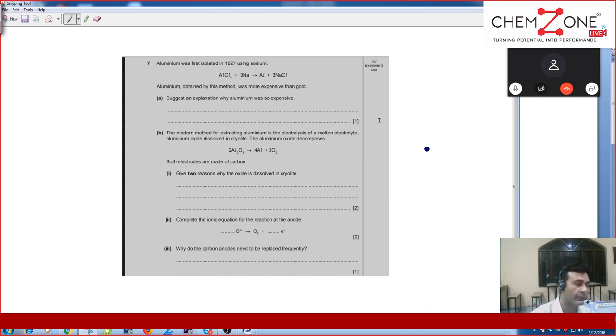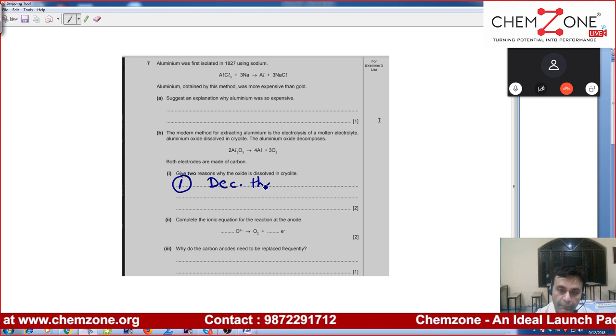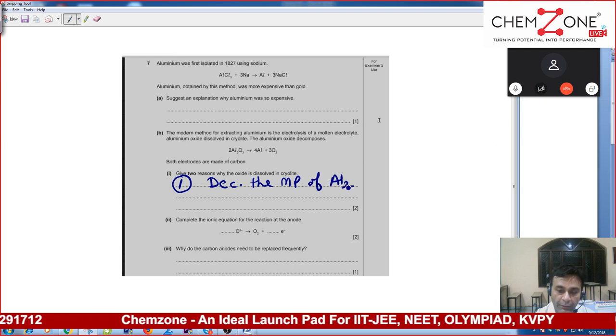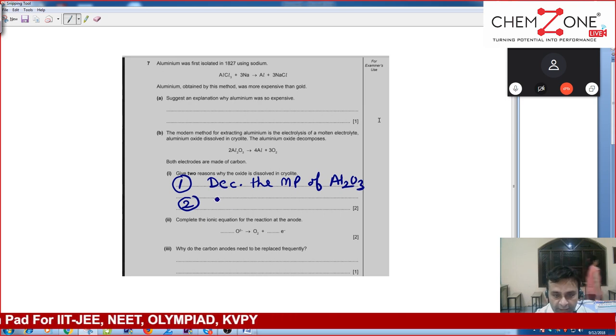Just a minute. Why is the oxide dissolved in cryolite? See, the cryolite has two functions here. One function is that it decreases the melting point of alumina. Alumina is Al2O3. And the second reason is it increases the conductivity. Okay.